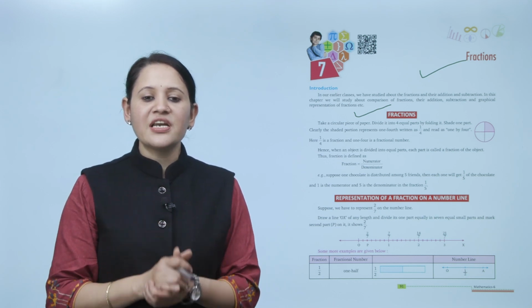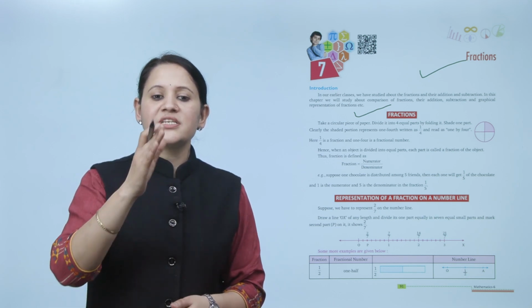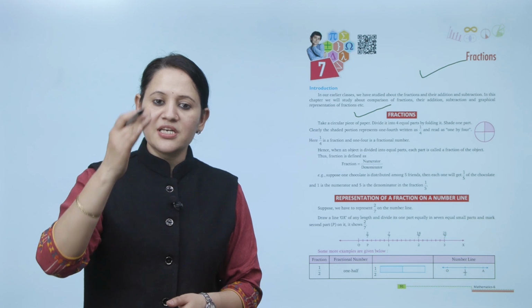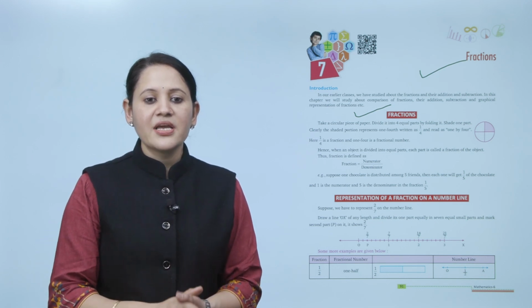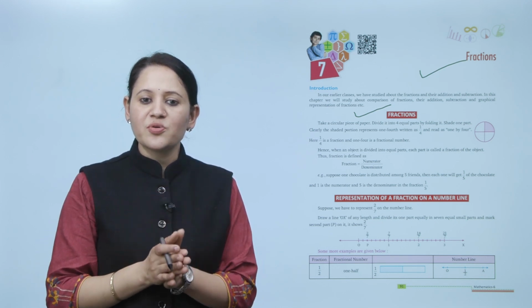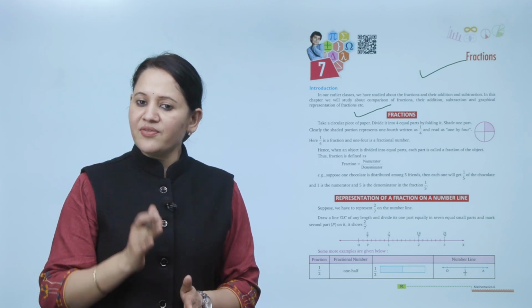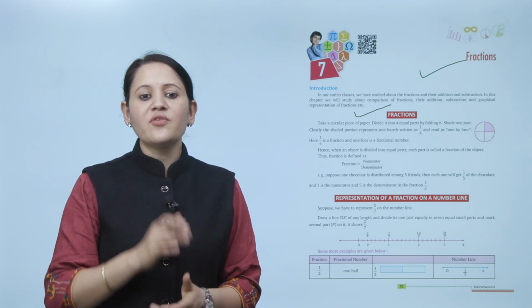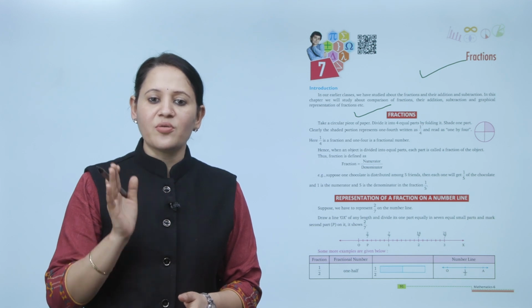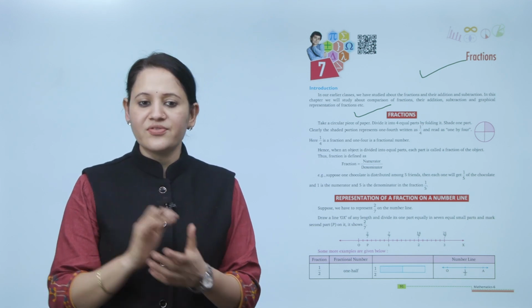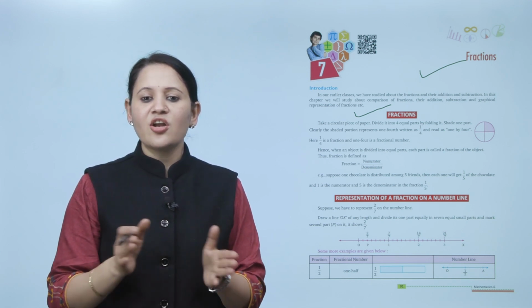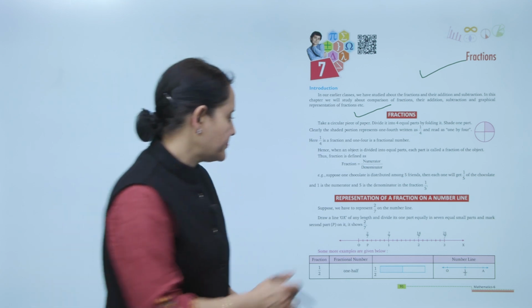Thus, the fraction is defined as numerator upon denominator. Upper part is numerator and the lower part is denominator. Suppose one chocolate is distributed among 5 children. Then each one will get 1 by 5th of the chocolate. So here 1 is the numerator and 5 is the denominator of the fraction 1 by 5. Clear? Next, representation of the fraction on the number line.